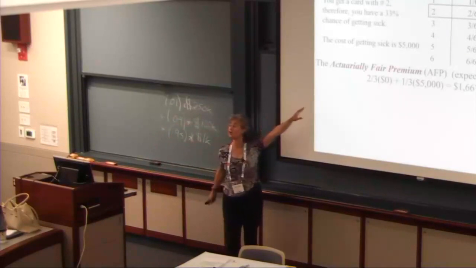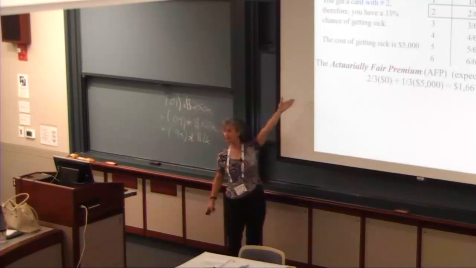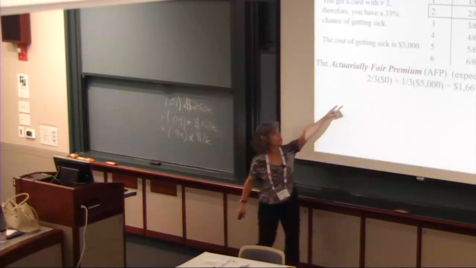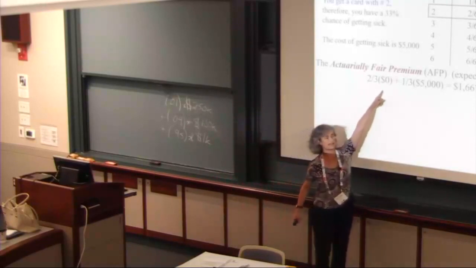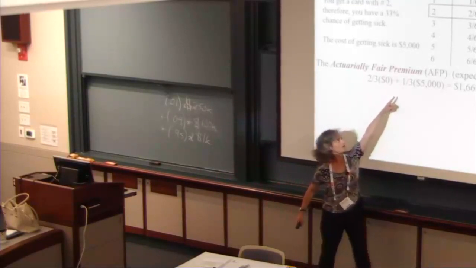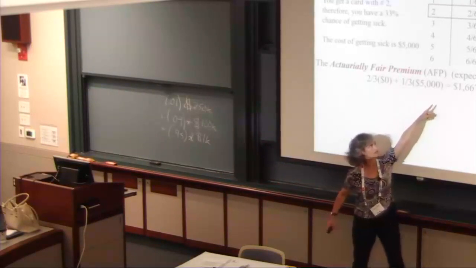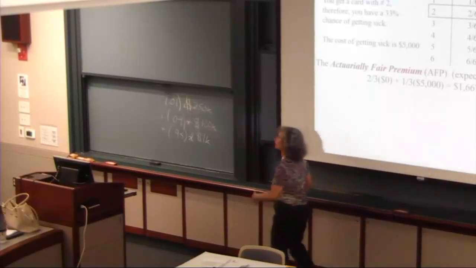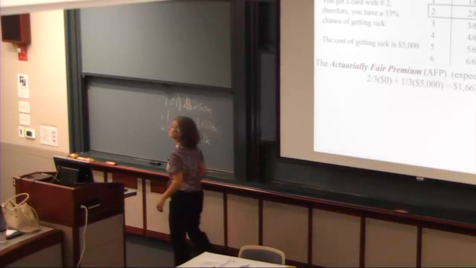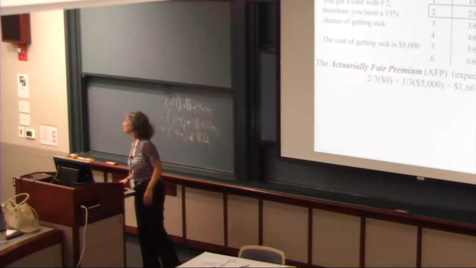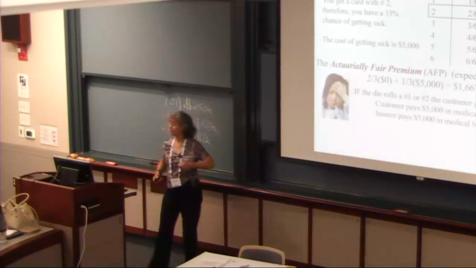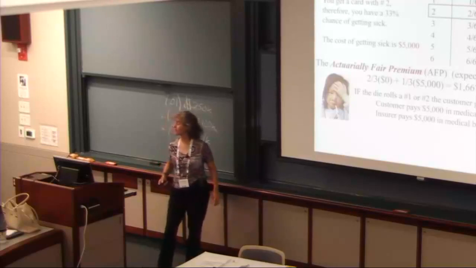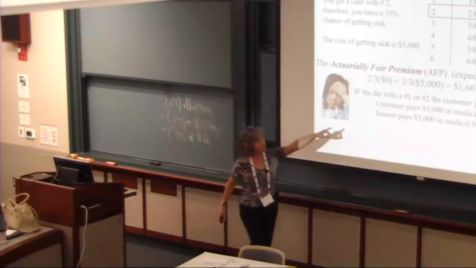So going back to what Dolly was doing, the actuarially fair premium: two-thirds of the time you're not going to get sick, you're not going to pay anything. One-third of the time you're going to pay $5,000. So your actuarially fair premium, your expected expenses, is $1,667.